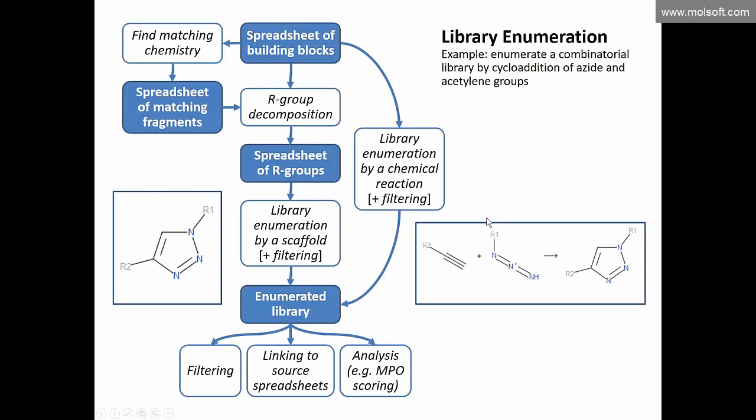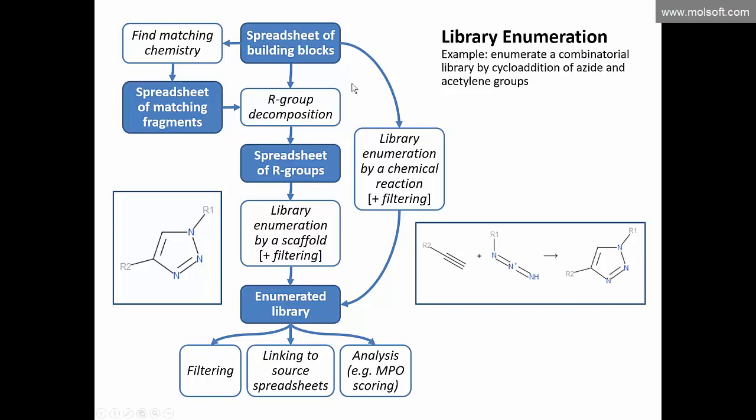So today's example, we're going to enumerate a combinatorial library by the cycloaddition of azides and acetylene groups, shown here. It's quite a useful example because many of the starting monosubstituted alkynes and organic azides are commercially available, so you can easily go to a database and download these starting points. And obviously many others can be synthesized with a wide range of functional groups. The cycloaddition reaction gives rise to this triazole shown here.